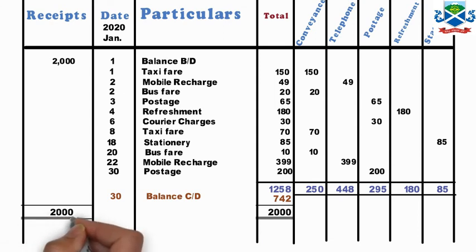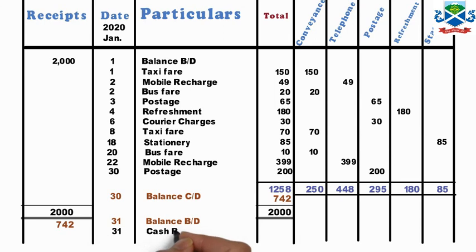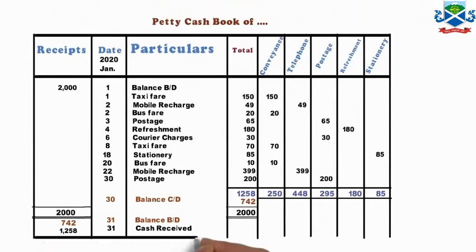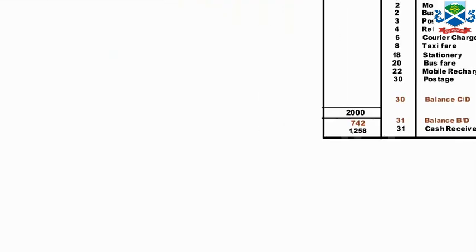Now this petty cash balance will be taken to the receipt column on the opposite side, and we'll take the imprest balance back. Whatever expenses, 1258, will be reimbursed from the organization or from the cashier. So that's all for the petty cash book.